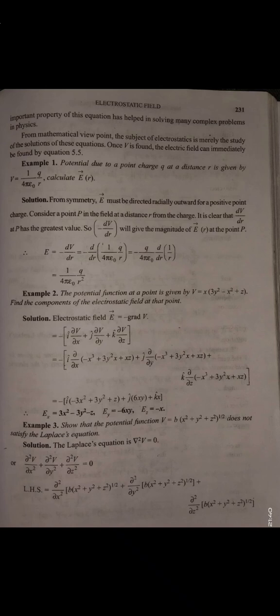Example number 2. The potential function at a point is given by V equals x of 3y square minus x square plus z. Find the components of the electrostatic field at that point.